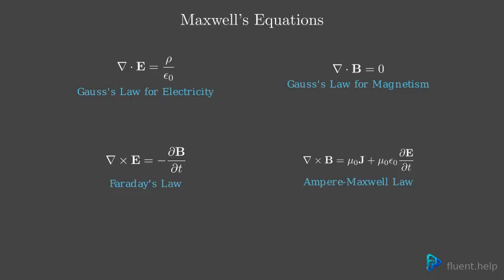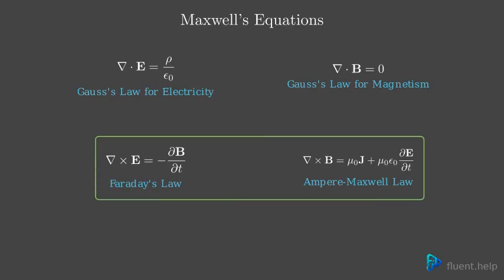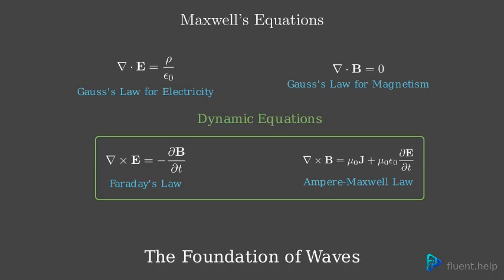We have Gauss's law for electricity, Gauss's law for magnetism, Faraday's law, and the Ampere-Maxwell law. Which of these are dynamic? Only the last two involve time derivatives. They describe how fields change and interact over time. This symmetry is the key. If you have a changing electric field, it makes a magnetic field, which, if it changes, makes an electric field, and so on. Can you see it yet? They are leapfrogging through space.